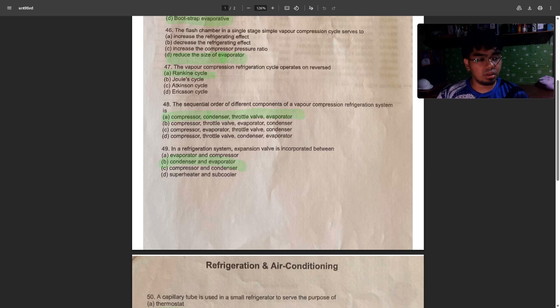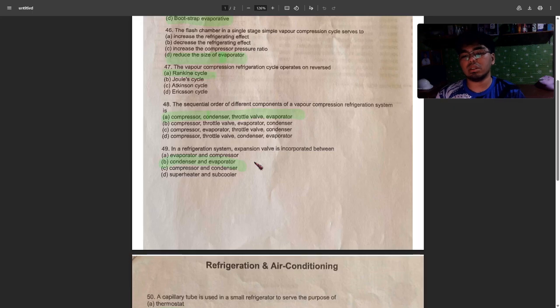So the refrigerant first enters the compressor, and then it goes to the condenser to reject heat. Then next it passes through the throttle valve where its pressure drops, and then finally enters the evaporator where it absorbs heat and produces cooling. So letter A. Next, number 49.